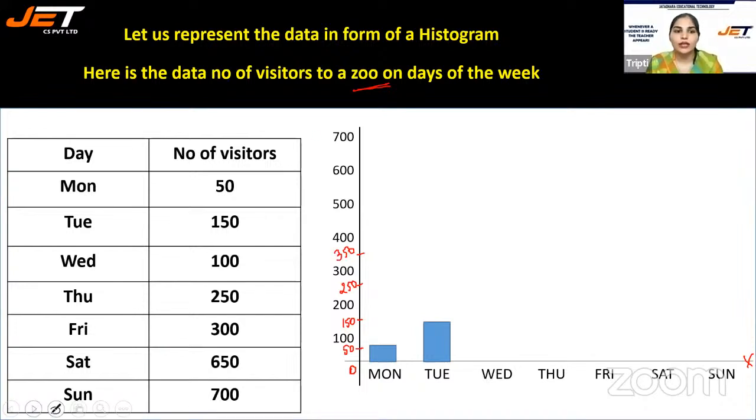Okay, so on Wednesday, it's 100. 100 is there, so I've drawn it there. After that, Thursday, it's 250.